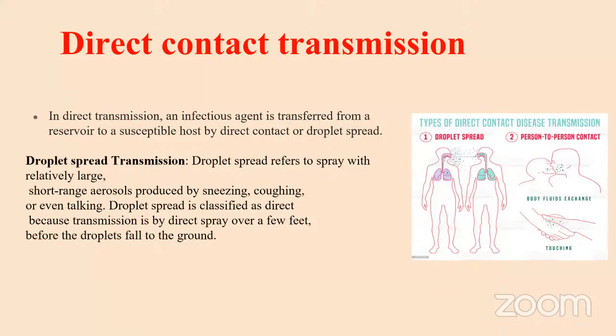So in direct contact transmission, an infectious agent is transferred from a reservoir to a susceptible host by direct contact or droplet spread. Droplet spread transmission refers to a spray with relatively large, short-range aerosols produced by sneezing, coughing, or even talking. So the droplet spread is classified as direct because transmission is by direct spray over a few feet before the droplets fall to the ground.